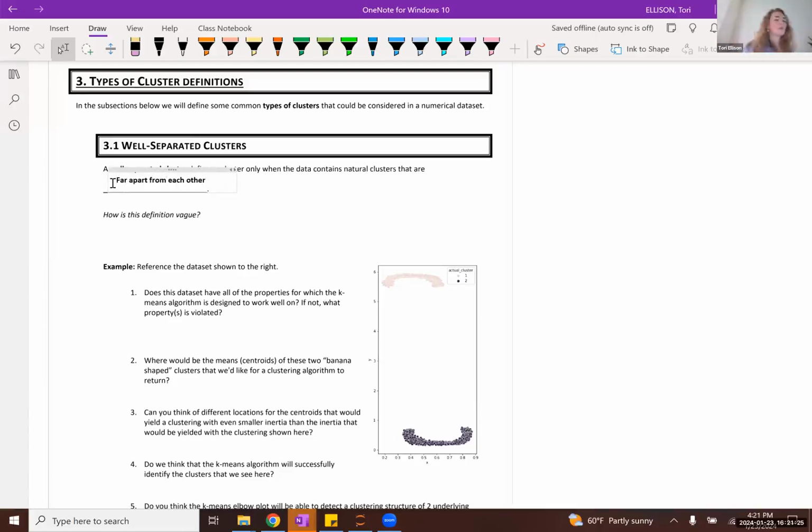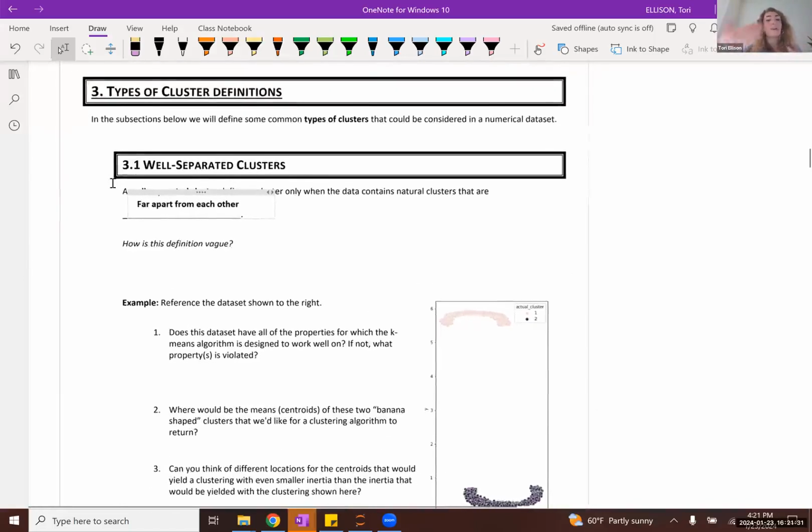Okay. Now, as we're going through each of these different cluster definitions, again, like we're seeing with a lot of our initial definitions, the definitions that I'm giving you here are going to be very vague. So what is vague about this definition here?